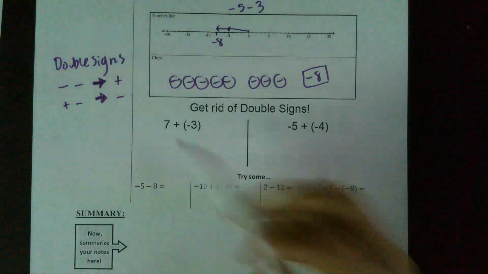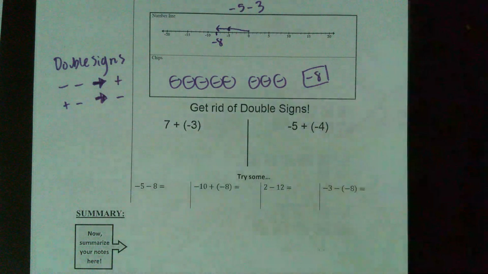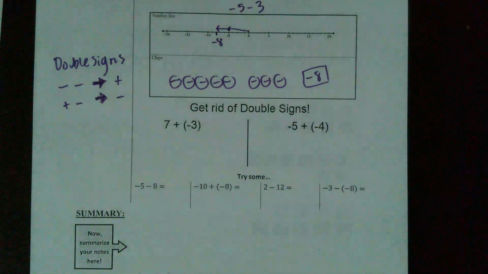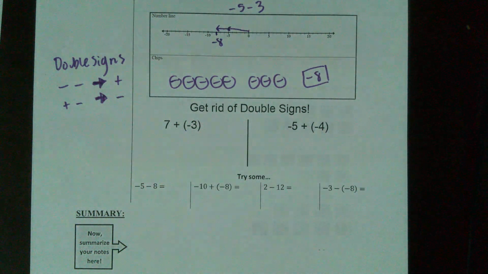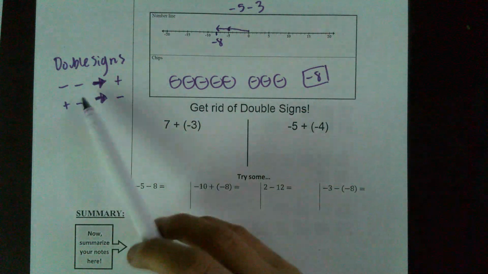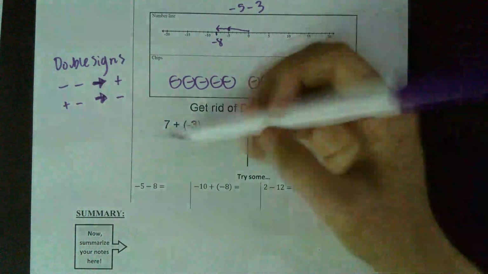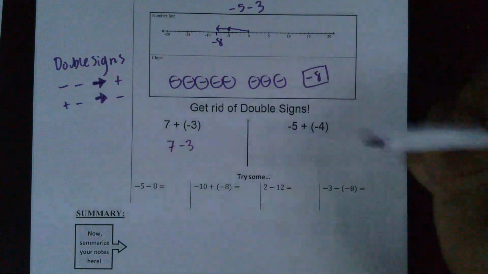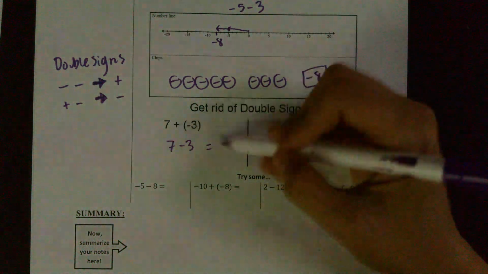Just think of it this way: if I'm adding a negative number, that's the same thing as taking away, right? If I'm adding debt to my credit card, it's like taking away money. So adding a negative is the same thing as minus. Minusing a negative is the same thing as adding, right? So we have these double signs here. This turns into 7 minus 3, which is easier to see, and that equals 4.